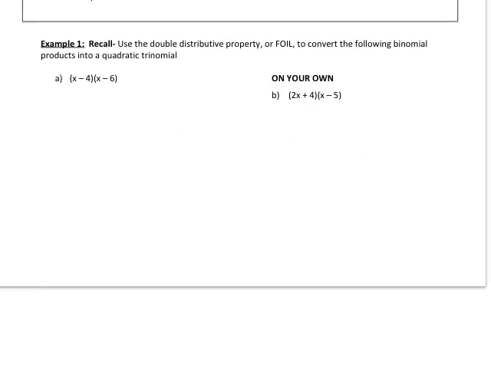Okay, for the next thing we want to do is look at the example here. We want to recall that we can use FOIL to distribute, or basically we call that the double distributive property, to convert the binomials that you see here that are supposed to be multiplied together into a quadratic trinomial. So we want something that ends up looking like this out of our binomials that we're going to multiply together. So FOIL just stands for first, outside, inside, last. You'll recall that from some work that you did in class.